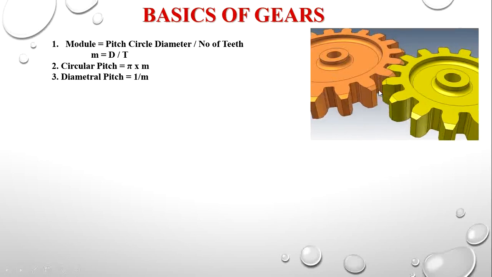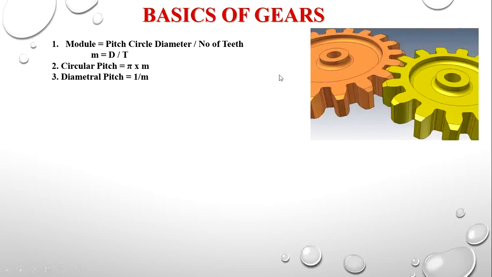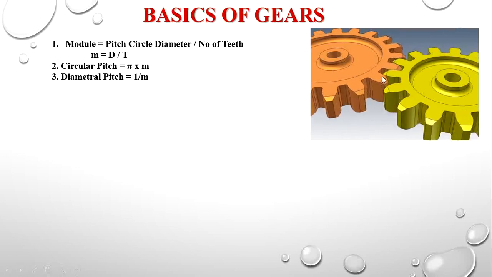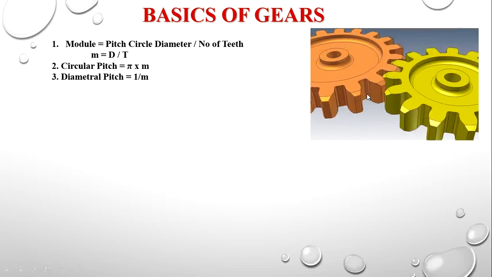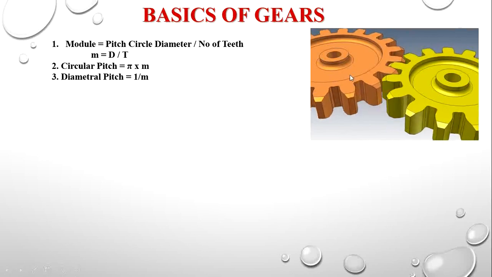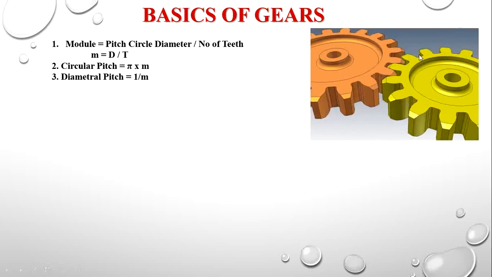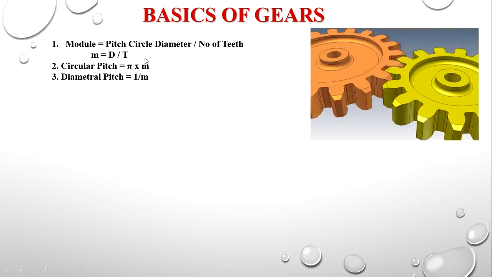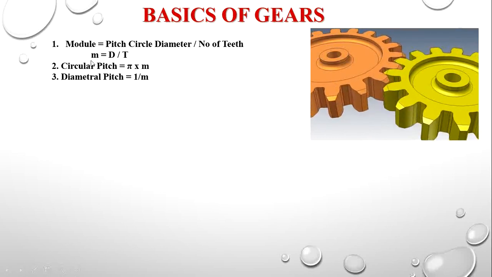It's very simple. The higher the module, the bigger the gear tooth size will be. We know what a pitch circle is: it's an imaginary circle separating the addendum and dedendum. If we divide the pitch circle diameter by the number of teeth, that gives us the module. So module is one of the important specifying methods for a gear.